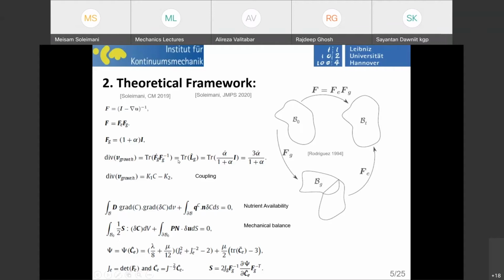Sorry for interrupting. If I could ask a question, is there some kind of thermodynamic background on why we can do this elastic-growth split? Is it just taken directly from elastoplasticity, or are there other thermodynamic considerations that can rationalize this decision?